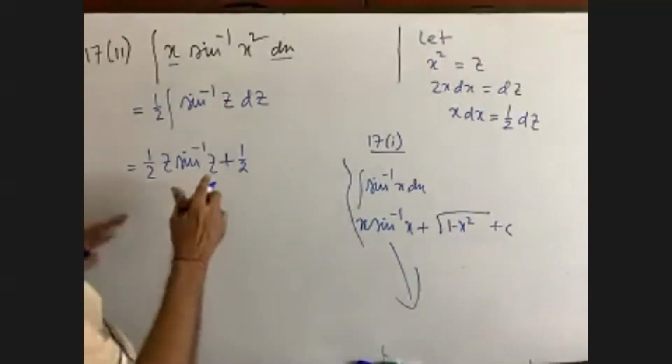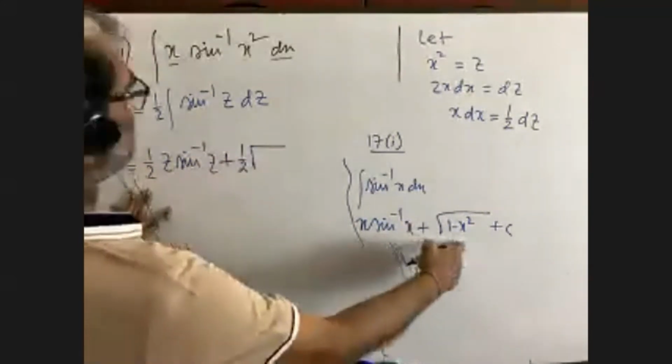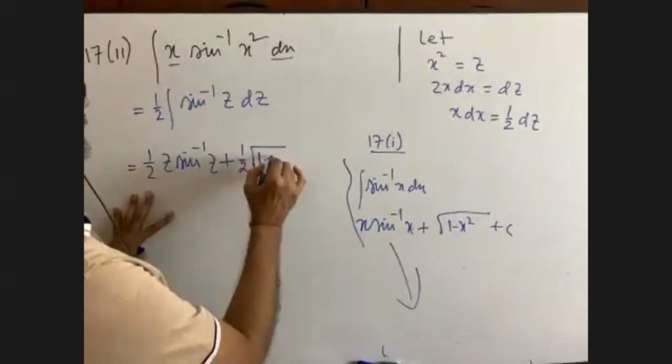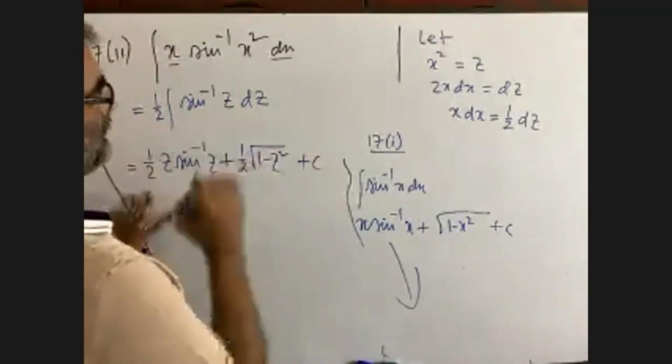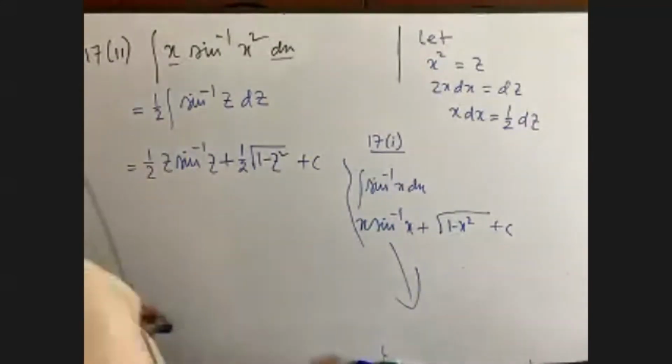Anyway, you see, it is half root over 1 minus z square, that is 1 minus z square, right? Plus c. Is it? This half has been carried out for both the terms.